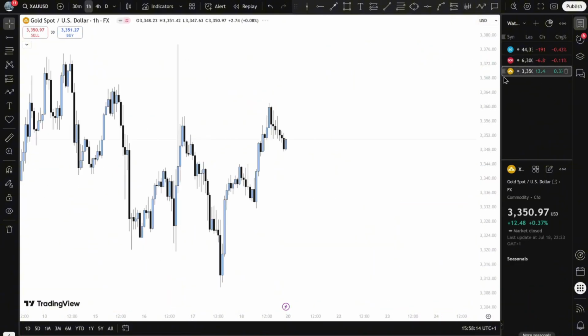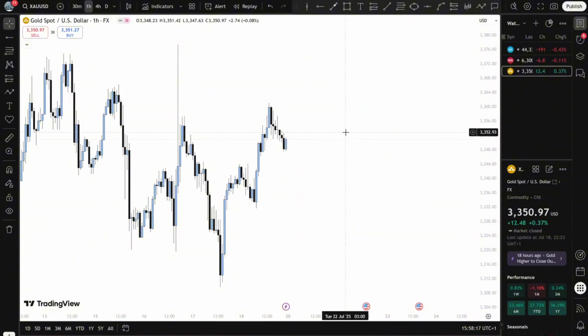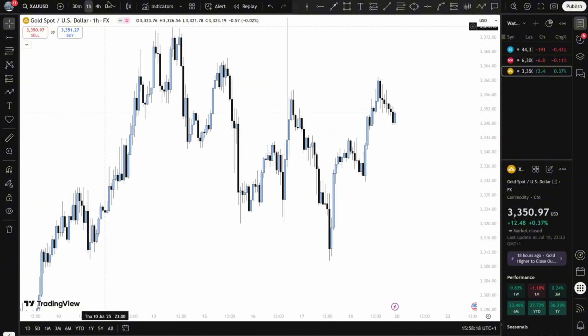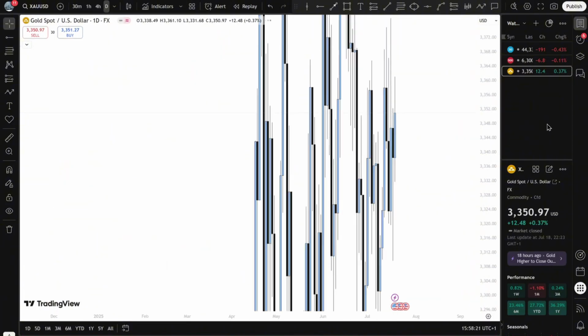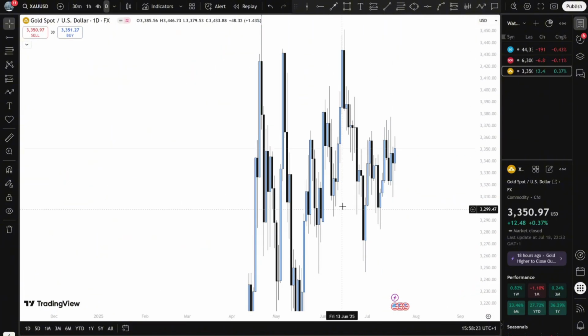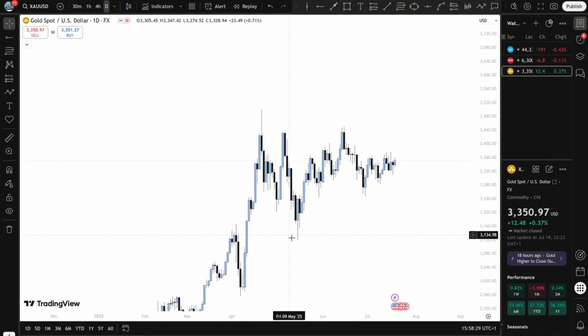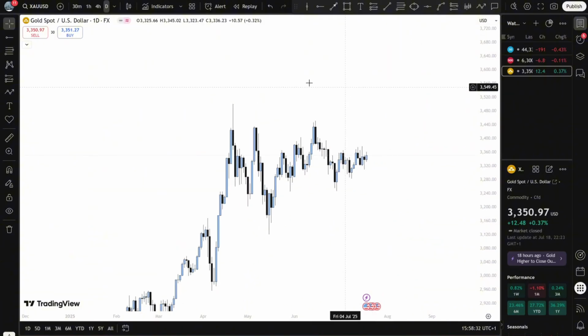So let's jump to gold and wrap it up real quick. So first of all, we'll check the daily time frame. Guys, last week we analyzed that gold should come to our level before we look for a buying opportunity, and gold did exactly as we expected.